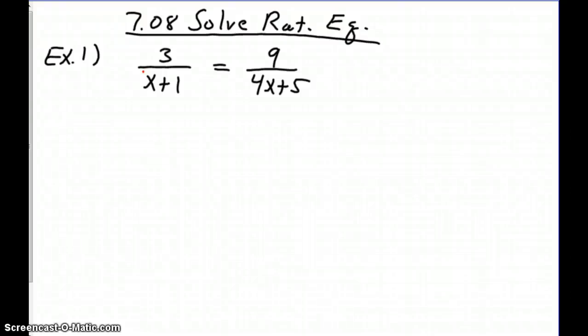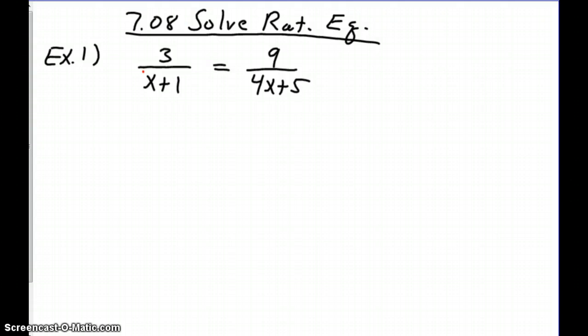Okay, so here comes the first one. All you're doing today is learning how to solve rational equations. This is real simple. This is a proportion, what you were taught for many, many years. Whenever you have a proportion, what you do is you cross multiply.